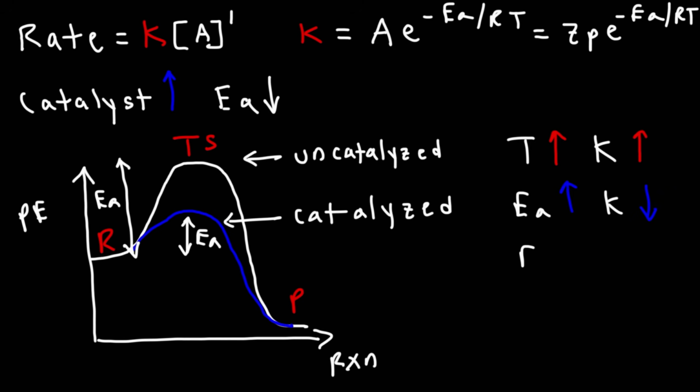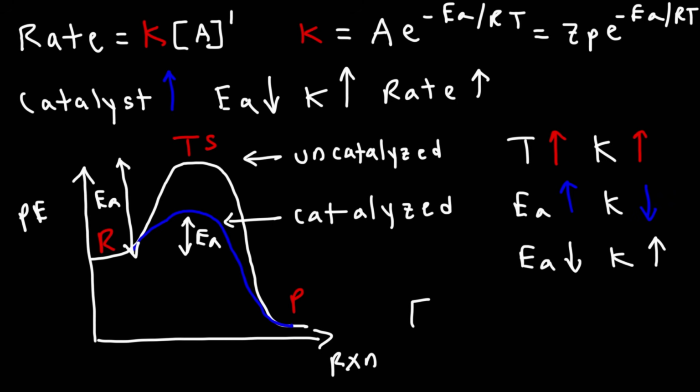Likewise, the reverse is true. If we decrease the activation energy, the rate constant K should go up. And that's what happens. When you add a catalyst, the activation energy goes down, the rate constant K goes up, and so the overall rate of the reaction increases. So those are some ways in which you can increase the rate of a chemical reaction.